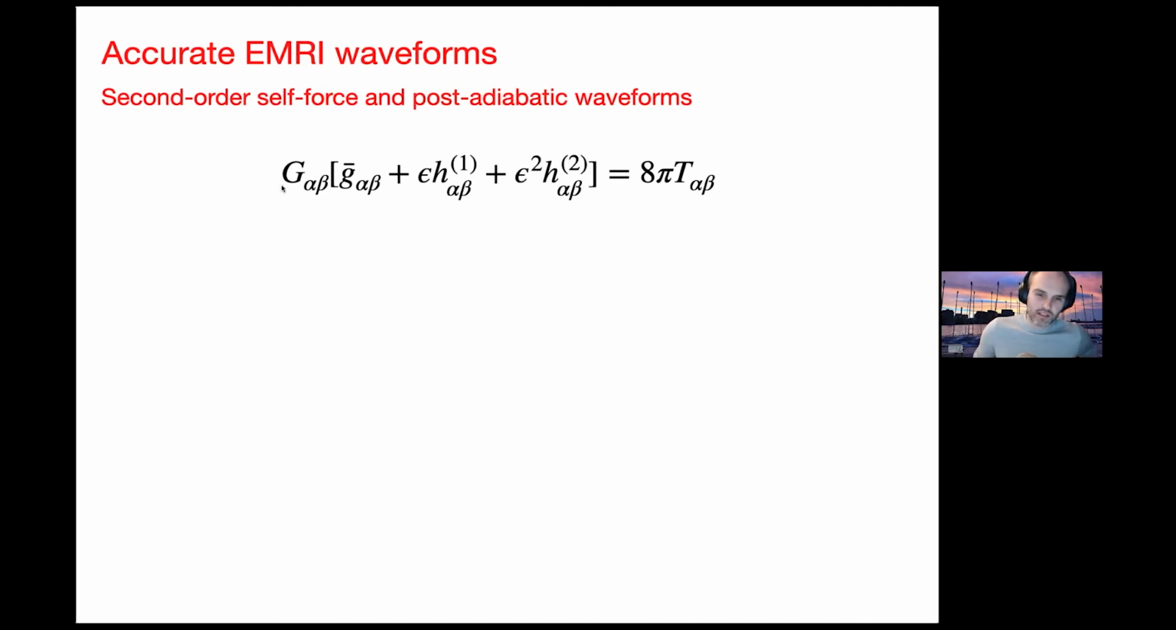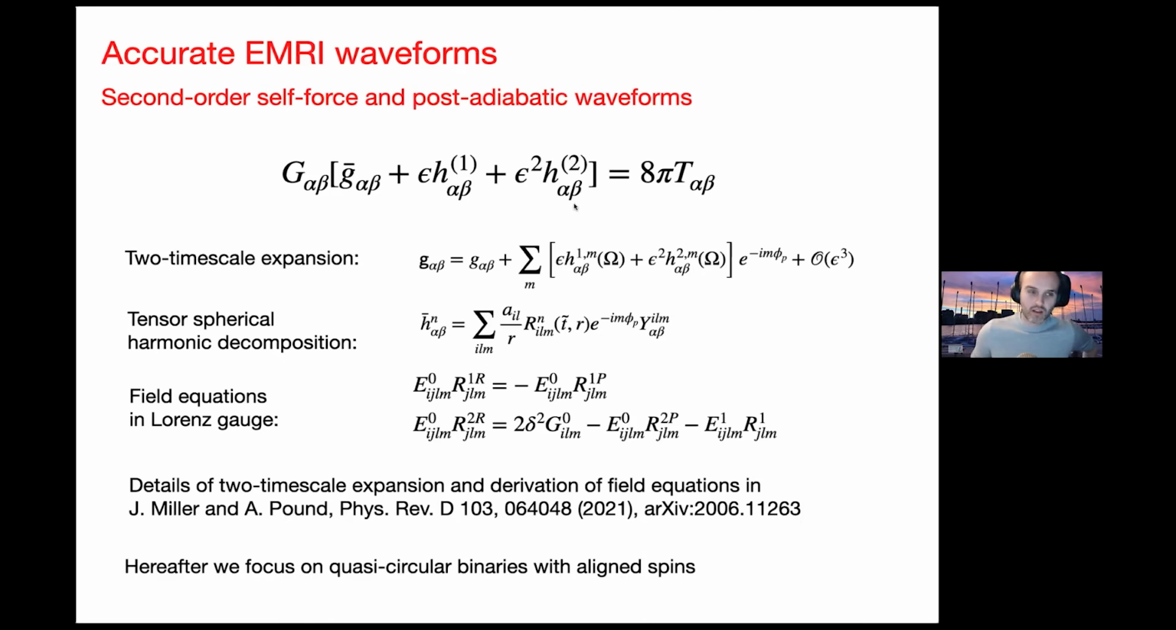Just to remind you, the goal is to expand the metric of the binary about the metric of the primary. So this would be a Schwarzschild or Kerr metric, this G bar, plus first and second order corrections. I'm not going to give the details, but as Adam would have talked about yesterday, practically we do this by doing a two-timescale expansion. So we have these slowly evolving amplitudes, which evolve with the orbital frequency, and a rapidly evolving phase. This is actually what we substitute into this expansion here.